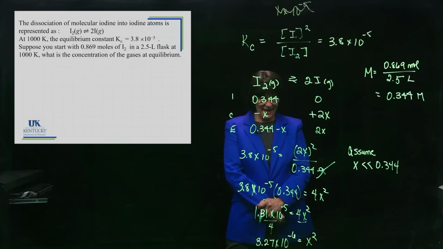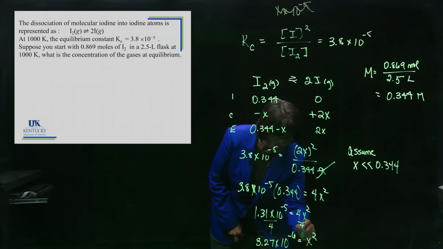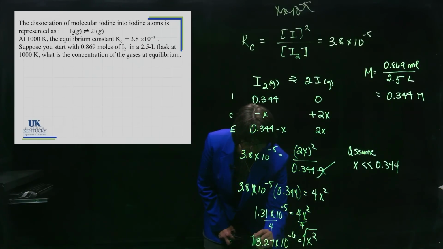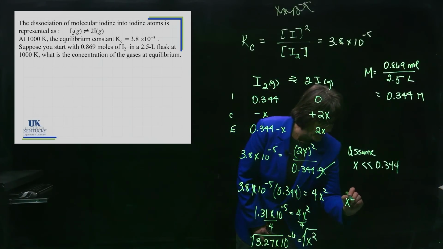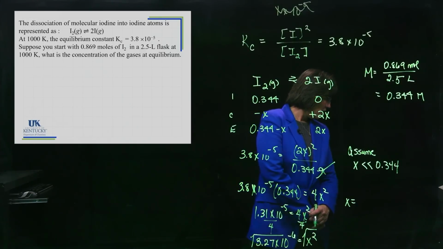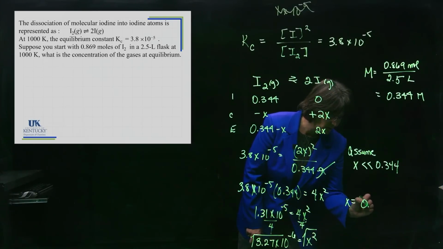Okay, now it's quite easy. I divided both sides by 4 there. Now I take the square root of x, and truly it'll give me 2 solutions, but I only need the positive one. That gives me an x value of what? 0.0018.